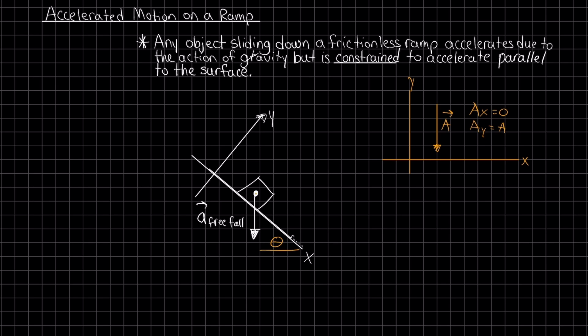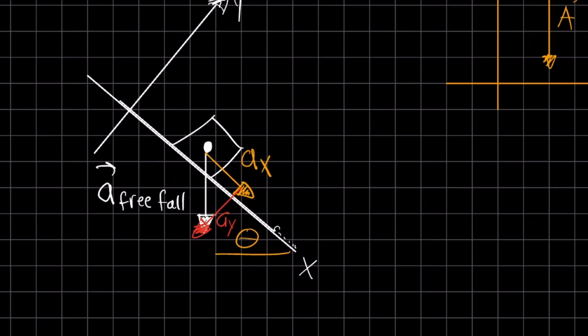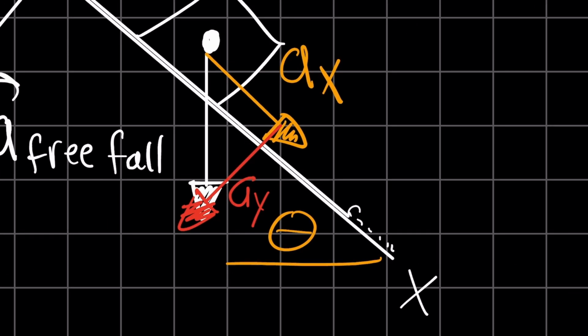My x component is going to point parallel to the surface. This is going to be my a_x. It points in the direction of the x-axis. My y component is going to complete the triangle here and is going to be parallel to the y-axis. Due to geometry, the angle that the ramp is tilted at is exactly the angle in this position right here.